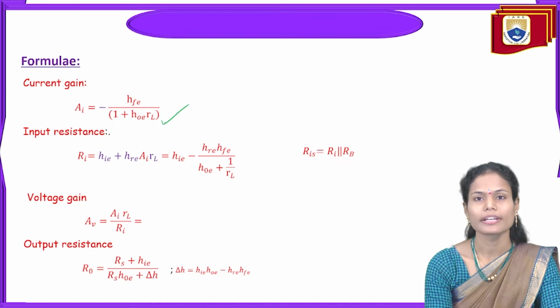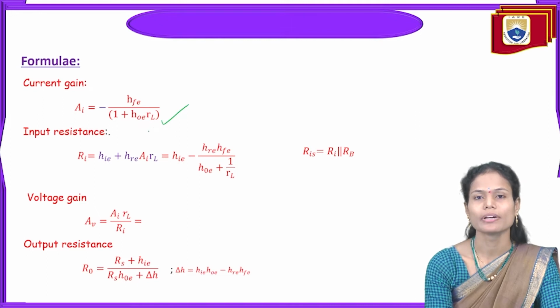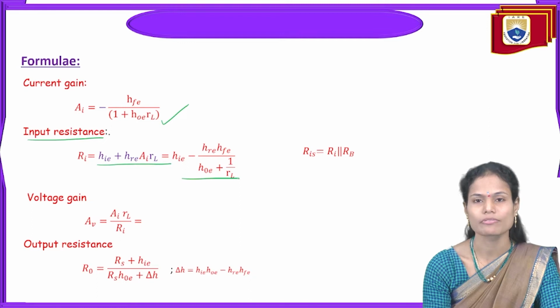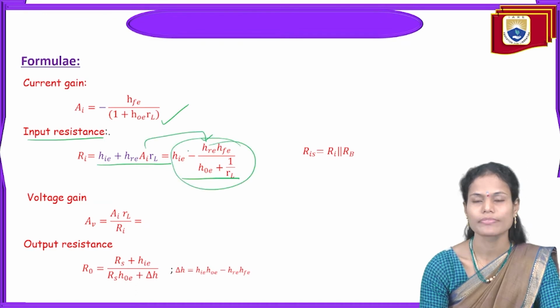Okay, so this is the current gain formula, that is minus HFE by 1 plus HOE into RL, that is forward current gain by 1 plus output admittance into load resistance. And to calculate the input resistance, we can utilize either this formula or this formula, that is HIE plus HRE AI into RL. So if we substitute the AI value here, we will get this particular formula.